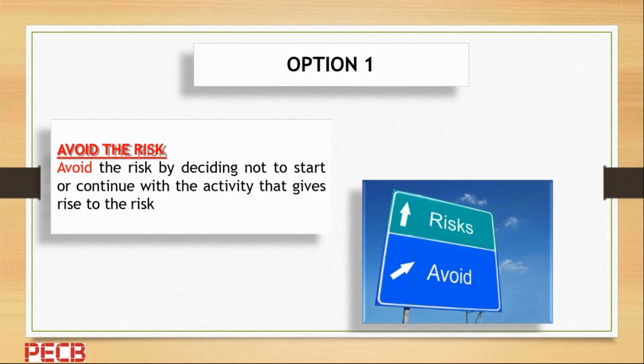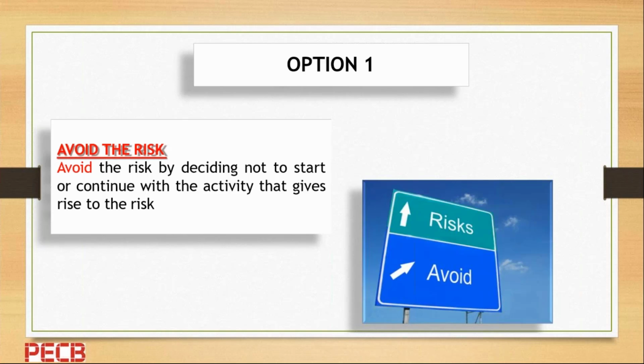You may need to have a facility on ground. So avoiding the risk is not just walking away from the premises. It's about having facilities and procedures in place in which the failure of your current processes or systems will not be noticed. So avoid the risk by deciding not to start or continue with the activity that gives rise to the risk can also mean not participating in that risk activity.